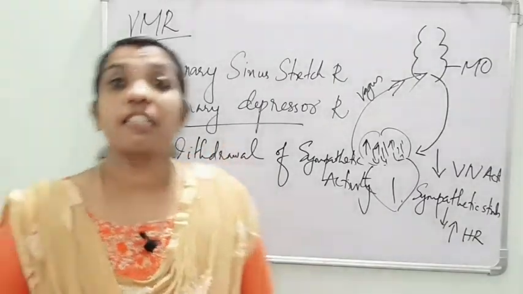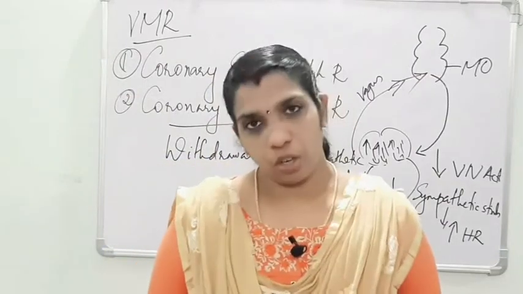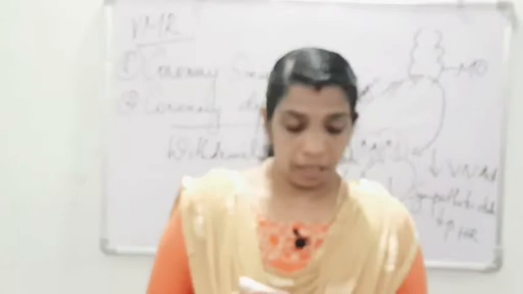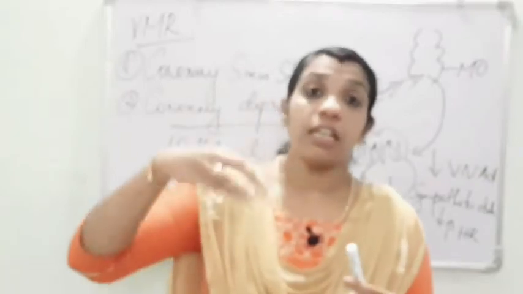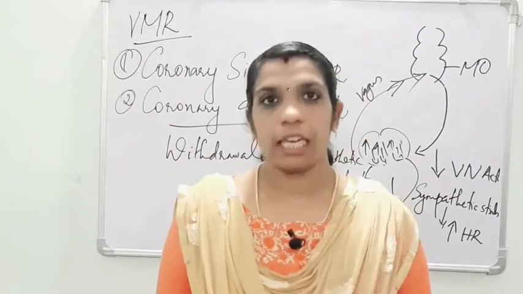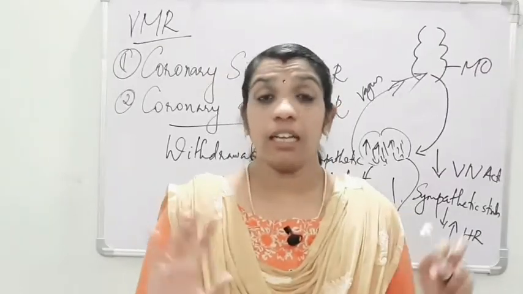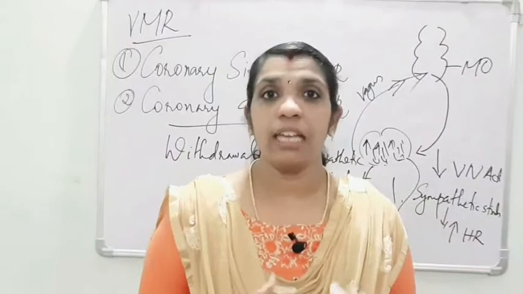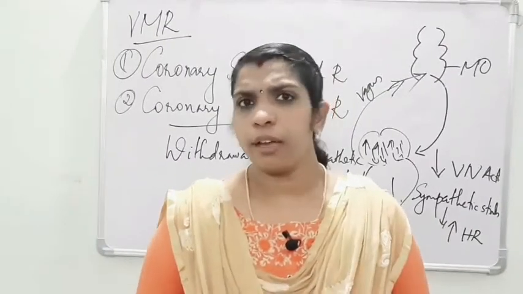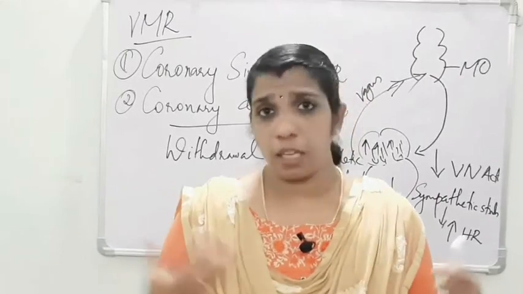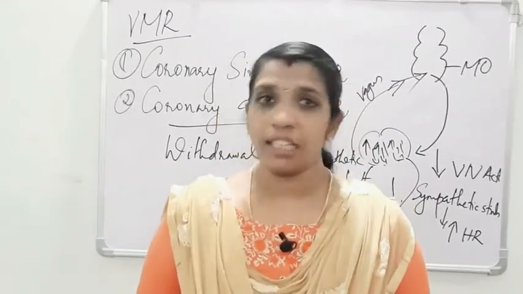So when there is a defect in this vasomotor reflex also, it leads to reduced blood flow to the heart, which in turn results in reduced blood flow to the brain, leading to syncope. You understand? So these are the basic mechanisms behind syncope. I hope that you understand this. If you are having any doubts, you can ask me in the comment box. Definitely you will be getting the answer.